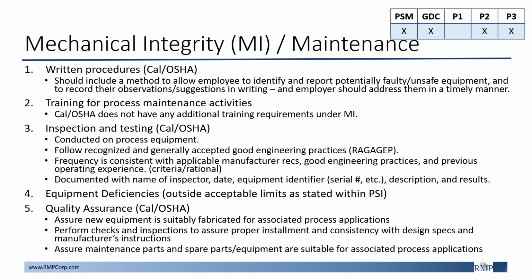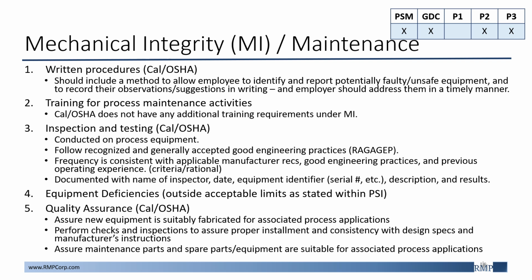Some resources for written procedures may include vendors, equipment manufacturers, trade associations, industry standards and guidance, ones that are developed in-house, and from your maintenance history. Secondly, you must include training for process maintenance activities. Thirdly, you must include inspection and testing for your equipment.